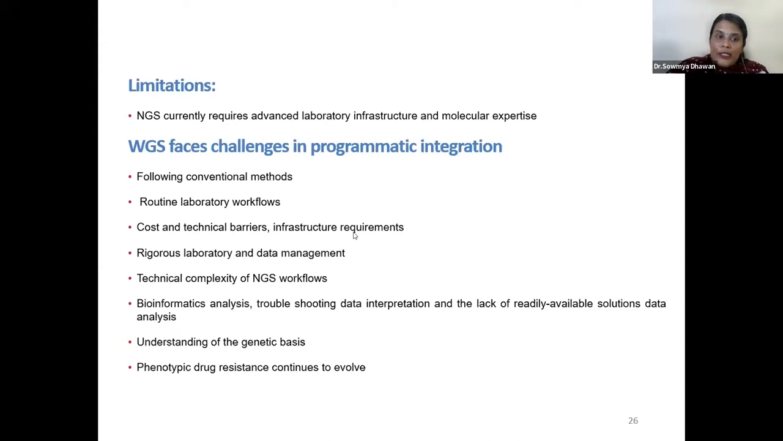There are also limitations of this technology. NGS currently requires an advanced laboratory infrastructure and molecular expertise. That is why the program is a little bit backside. And WGS faces challenges in programmatic integration, by means of following the conventional method, routine laboratory workflow, the cost and technical barriers, infrastructure requirements, and rigorous laboratory and data management. You basically need a very good bioinformatics person to understand those FASTA-Q files, and also to read and interpret those reports specifically.